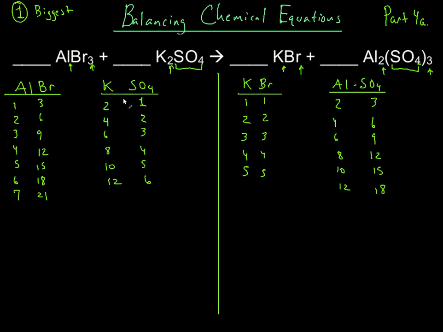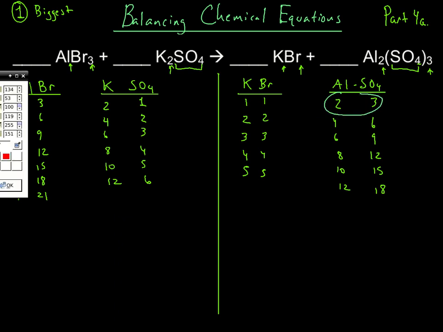Okay, alright, so the first thing that we're going to do is select the first molecule. We didn't pick any other one but just the first one, so we're going to pick the first one. So we circle the first one, and I'll probably need to change colors here. I'll do yellow. So if we look at aluminum, we have 2 atoms of aluminum in this molecule.